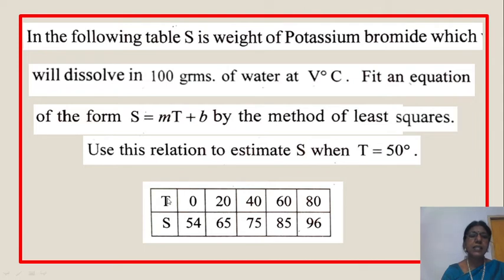The given data is this. T values: 0, 20, 40, 60, 80. S values: 54, 65, 75, 85, 96. You observe that in place of X and Y, we have been given T and S. You assume T is X and S is Y. Then what is the equation of a straight line? Y is equal to AX plus B. Like that, S is equal to MT plus B, where M is in place of A.